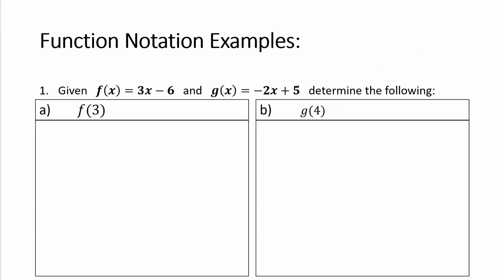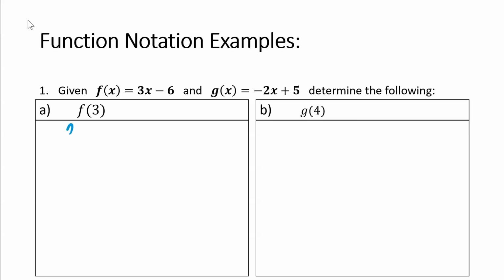For example 1 here, we have a function named f that's going to take an input x, and that equals 3x minus 6. You also have a function named g that's also going to take in an x, and that equals negative 2x plus 5. And we're asked to determine the function named f's value when x equals 3, and then the function named g, what's its value when x equals 4.